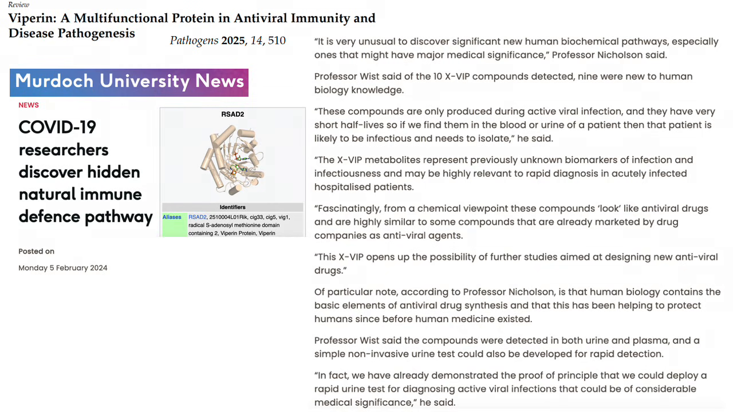Professor Wist said that compounds were detected in both urine and plasma, and a simple non-invasive urine test could also be developed for rapid detection. In fact, we have already demonstrated the proof of principle that we could deploy a rapid urine test for diagnosing active viral infections that could be of considerable medical significance.